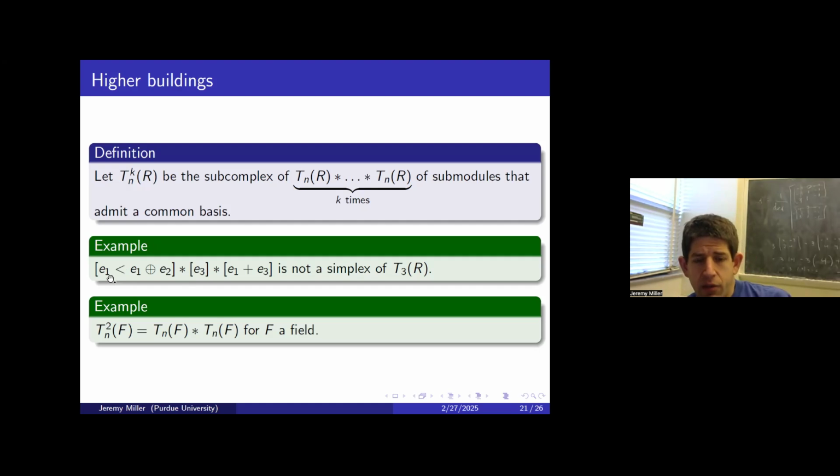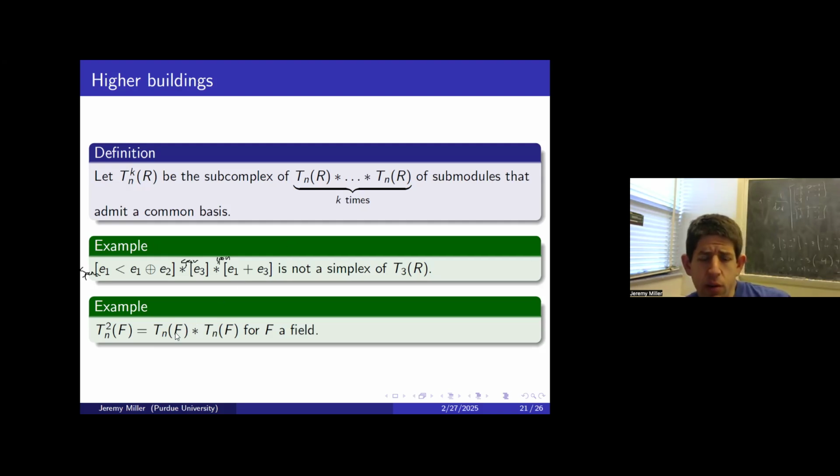So for example, if you took span of E1 contained in span of E1 plus E2, that's in a Tits building. Span of E2 is in a Tits building. Span of E1 plus E3, I guess these brackets should all be span. Then this is an element of the threefold join, but it's not a simplex because the common basis property doesn't hold. You're going to need E1 in your basis, and E3 in your basis, and E1 plus E3 in your basis, and they're linearly dependent.